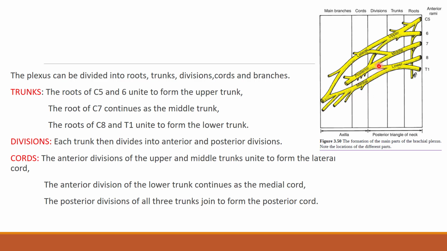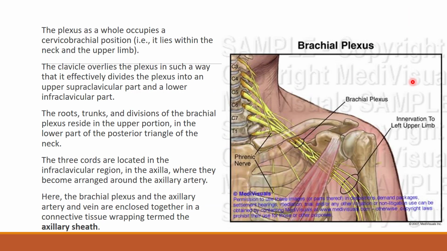Then the posterior divisions of all three trunks unite together to form the posterior cord. See here, this is the posterior division of the upper trunk. This is the posterior division of the middle trunk. And this is the posterior division of the lower trunk. They form the posterior cord. This is the posterior cord. Then there will be many branches. See here, there are many branches from the trunks, from the cords, and some branches from the roots also.